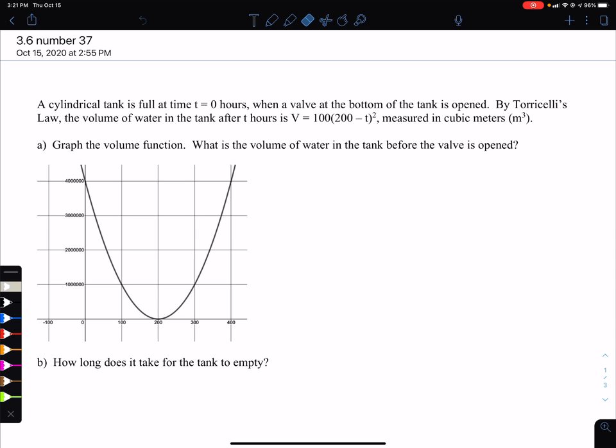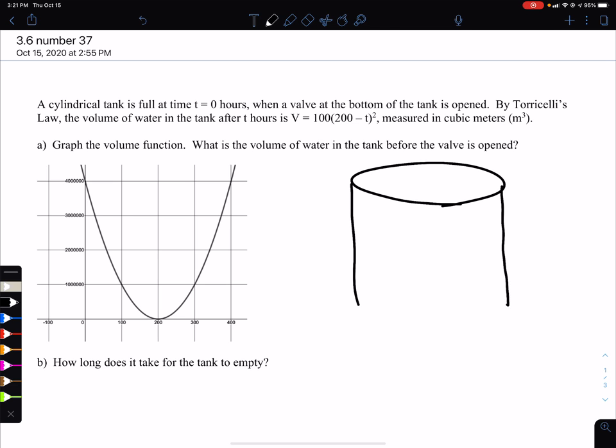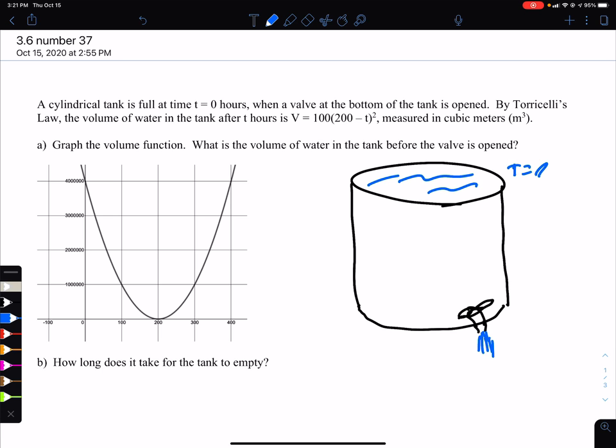So let's read this. A cylindrical tank is full at t equals 0 hours. So I'm going to draw a tank. Oh, my tank is beautiful? Wow, thank you. So it's full of water at t equals 0. When the valve at the bottom of the tank is opened, so at the bottom we have this little valve, water is flowing out of that valve. So that's what's happening here.